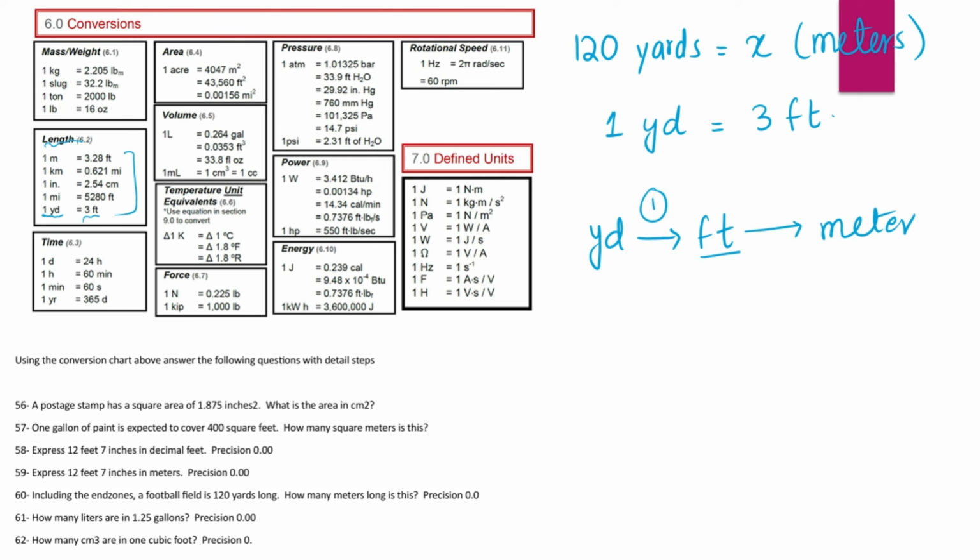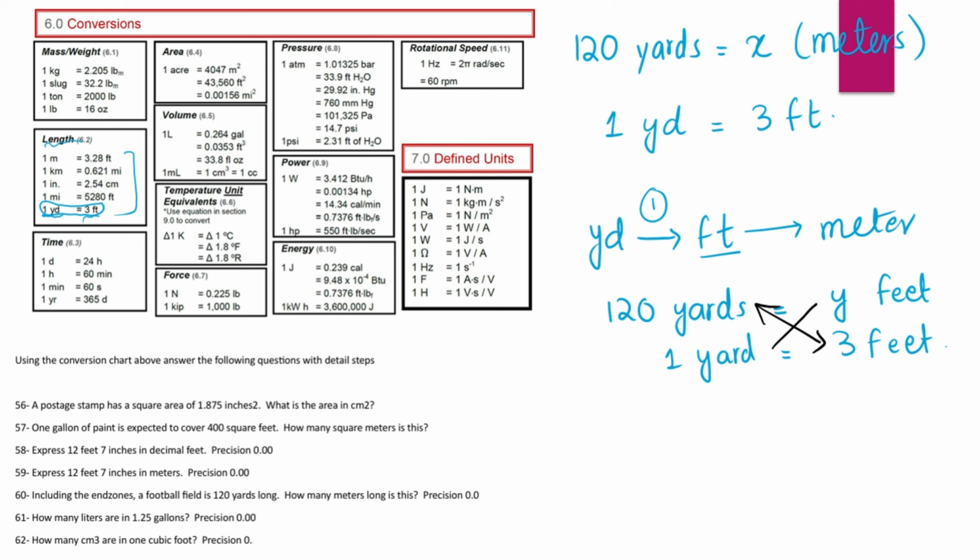Okay, so there are 120 yards, and we need to convert into feet. We are saying it is y feet. In the table it is written 1 yard is equal to 3 feet, right? So we can write it here, 1 yard is equal to 3 feet. Just do the cross multiplication simply and find the y feet.